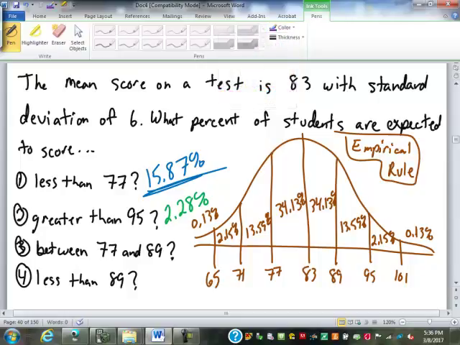Between 77 and 89, so that's here and here, we add those two percents together, 34.13 and another 34.13, and we get 68.26%.